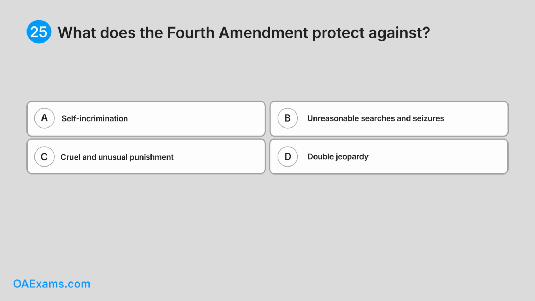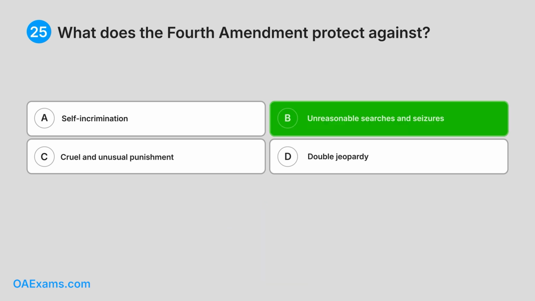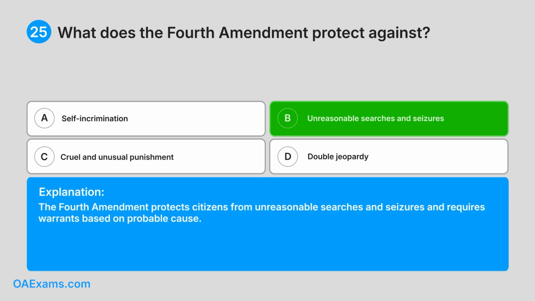Correct answer: B. Unreasonable searches and seizures. Explanation: The Fourth Amendment protects citizens from unreasonable searches and seizures and requires warrants based on probable cause.